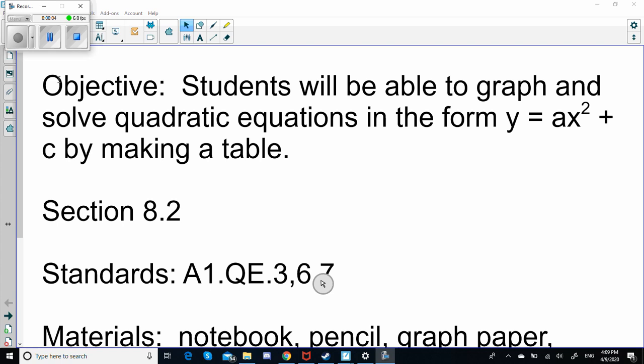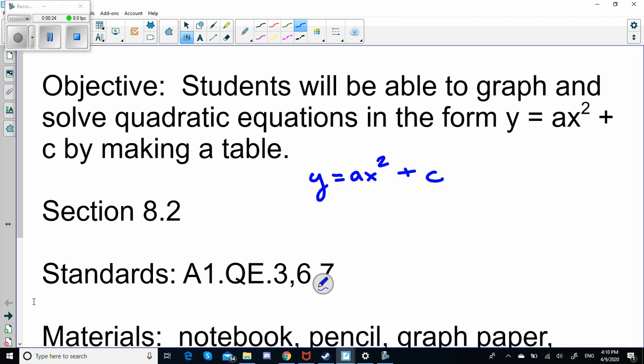Happy Wednesday. This is section 8.2, and today we're going to be graphing more parabolas in the form y equals ax squared plus c. Notice that we're leaving that bx out in the middle. So on Monday we did y equals ax squared, and then we're going to add the plus c to it today. And we're also going to be starting to solve for those as well.